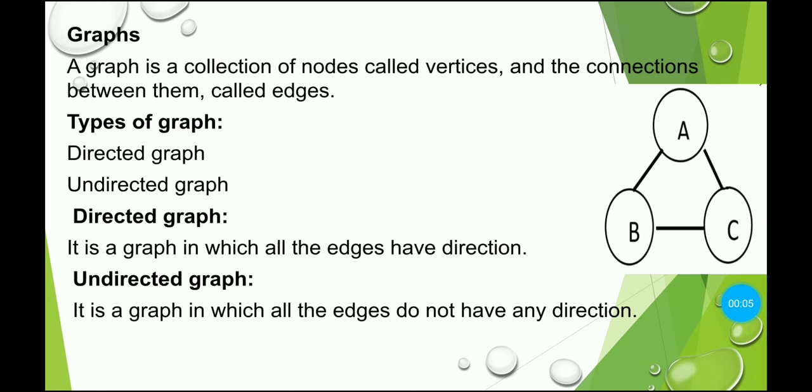Next is graphs. A graph is a collection of nodes called vertices and the connections between them are called edges. You can see one example graph in the figure here. Types of graph are directed and undirected. Directed graph is a graph in which all the edges have a direction. Undirected graph, all the edges will not have any direction. In this example, it is an undirected graph since the edges are not having any direction. With this, the chapter data structures is completed.